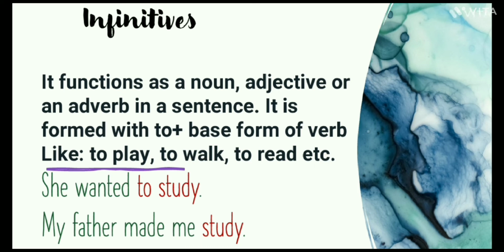Infinitives have two types: to infinitives and bare infinitives. If you are using first form of verb with to, it becomes to infinitive, and if you are using it without to, then it is bare infinitive.